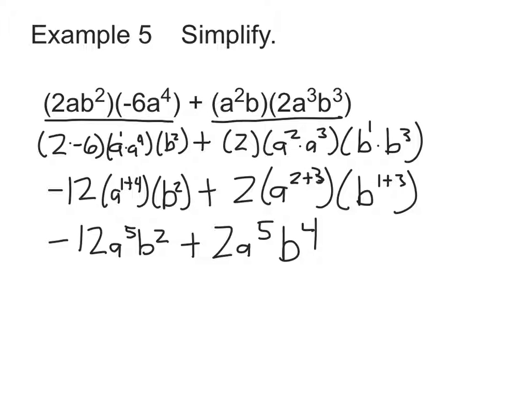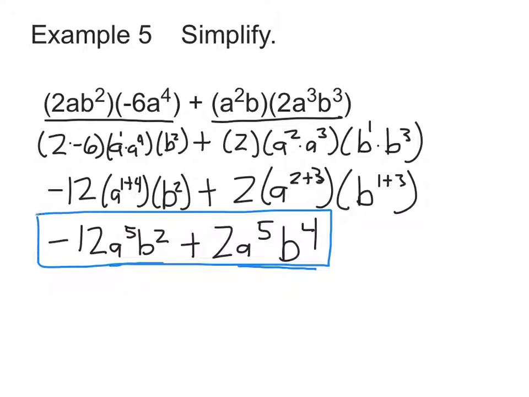I got to look at the variable parts. I have an a to the 5th and a b to the 2nd, and an a to the 5th and a b to the 4th. Those variable parts are not the same, so I cannot combine these. Since those variable parts are not the same and I cannot combine those, that is my solution.